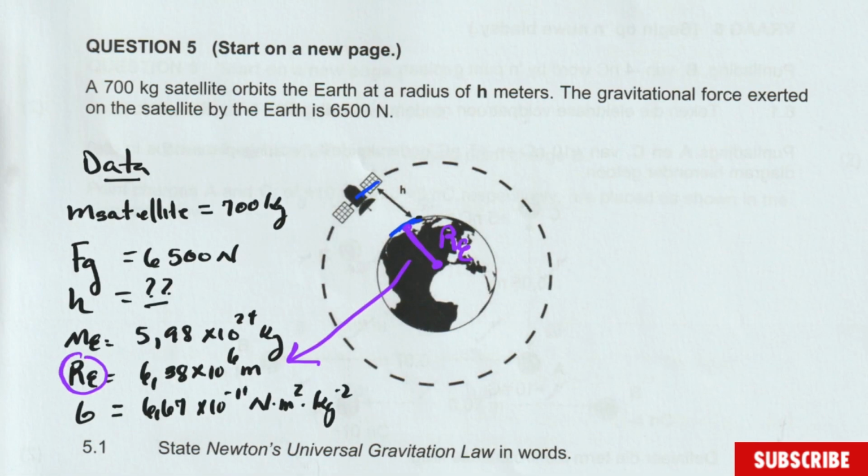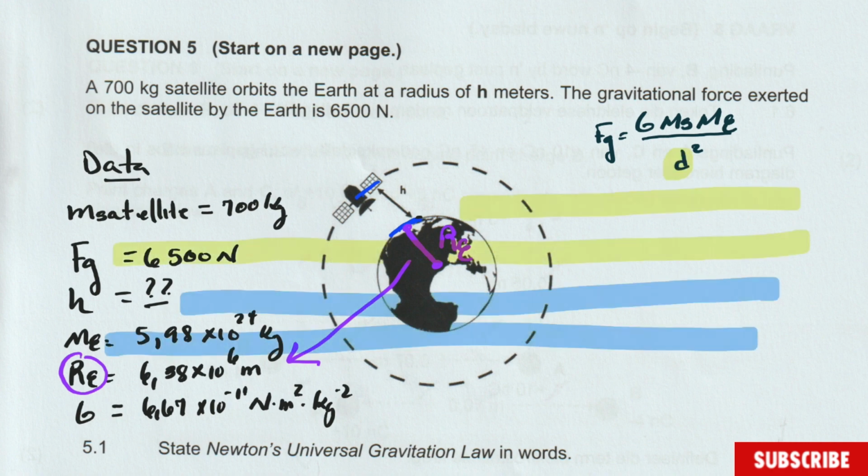So let's do it on this side here on the right. It is more than enough space. The formula is: gravitational force is equal to G, the constant, times the mass of the satellite times the mass of the Earth, divided by the distance squared. I want you to note the following. This distance we are talking about here, what is that?